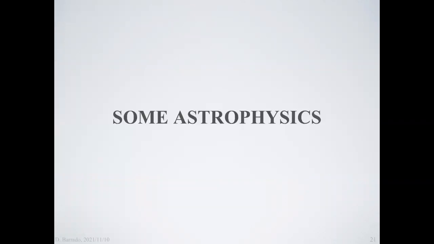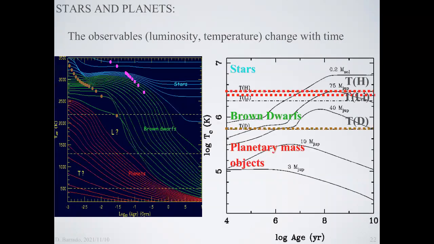Anyway, some astrophysics to understand the context of the things I'm going to tell you about. This is an easy diagram, not so easy. I will try to highlight the main points here. The observables we get from a star depend on time. Essentially, we get the luminosity, the light it is emitting to space, and we can derive the temperature of the star with different techniques. With this information, we are going to derive many more things.